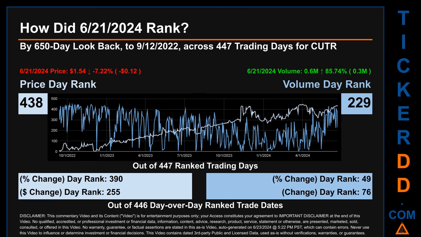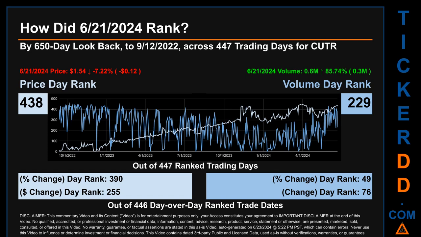How did June 21, 2024 rank for CUTR? By 650 calendar day look back to the 12th of September 2022, across 447 trading days, of which June 21, 2024 price ranked 438 while its volume ranked 229. Each of the 447 trading days were ranked amongst themselves by highest end-of-day price and volume, with a rank of 1 being the highest and 447 being the lowest ranked day.